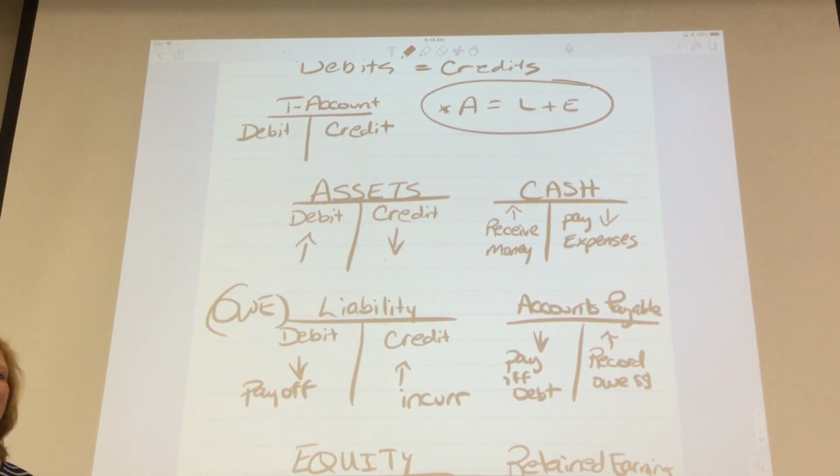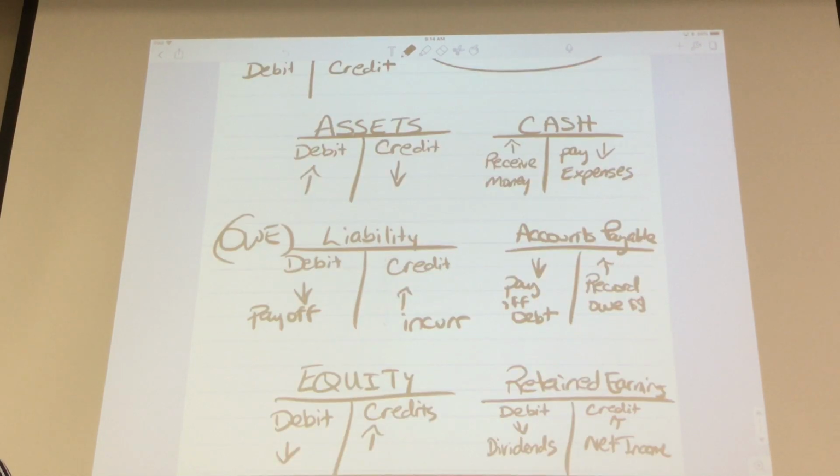By Wednesday, you're going to have a quiz. And that quiz is going to be, I will put the T account and it'll say assets. And that's all it'll say. And I'll put a T account for cash. And that's all, it will just have the T and the word cash. I'll put the liability. And it'll say accounts payable or notes payable.